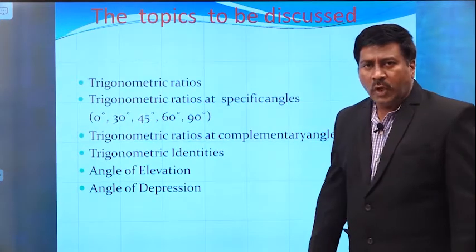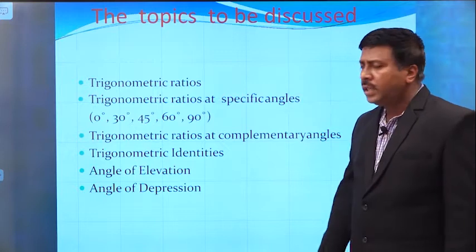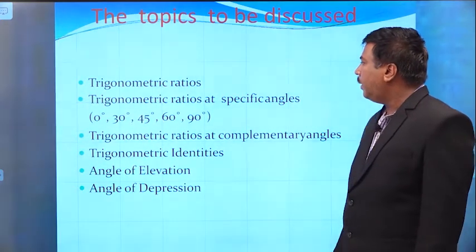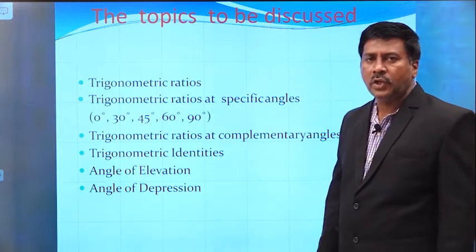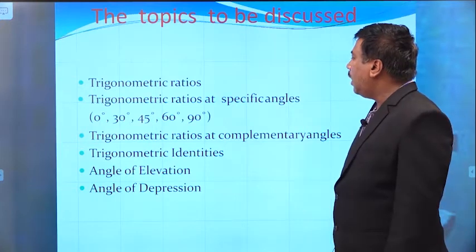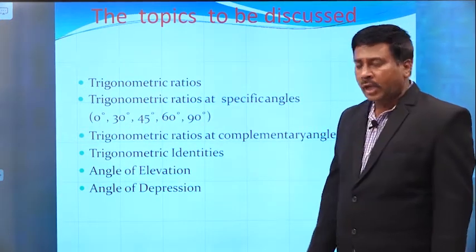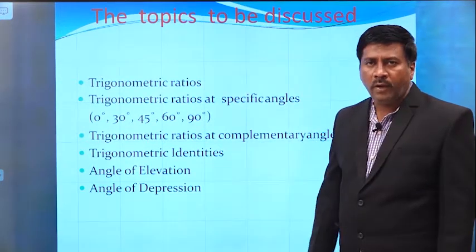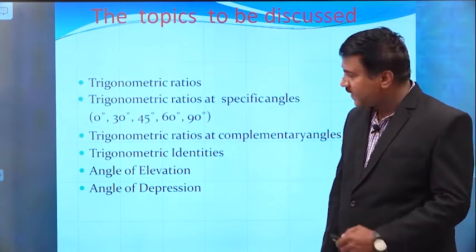Now, today's topic to be discussed: the trigonometric ratios, the trigonometric ratios at specific angles, that is 0 degrees, 30 degrees, 45 degrees, 60 and 90 degrees, trigonometric ratios at complementary angles, and the trigonometric identities, the angle of elevation and the angle of depression. These concepts you have to see in this session.